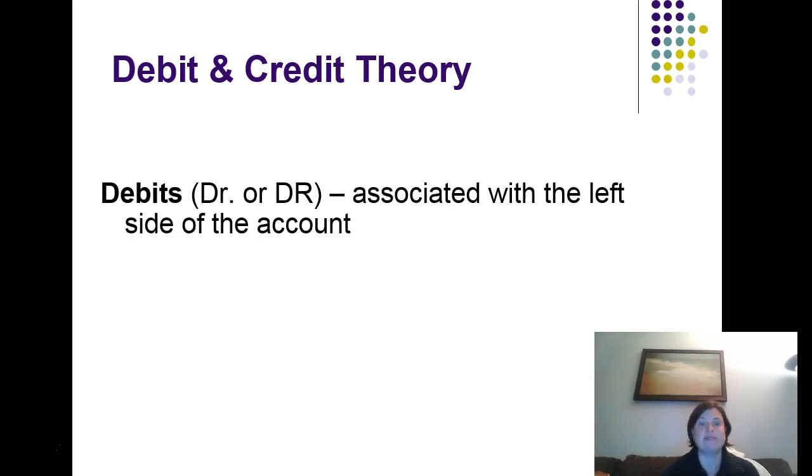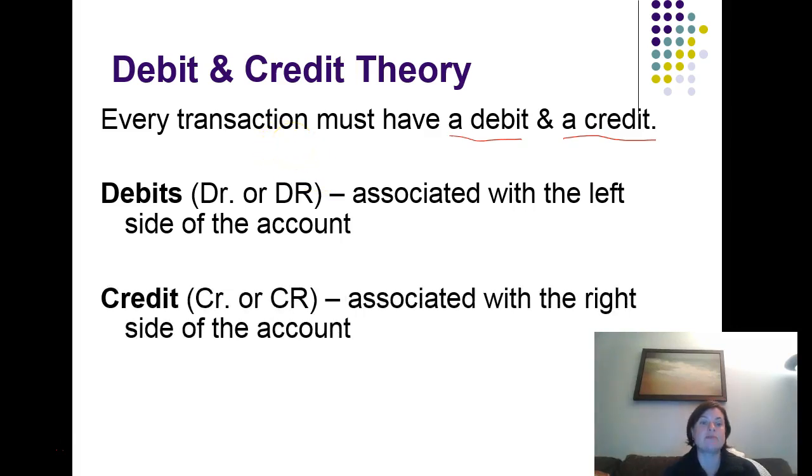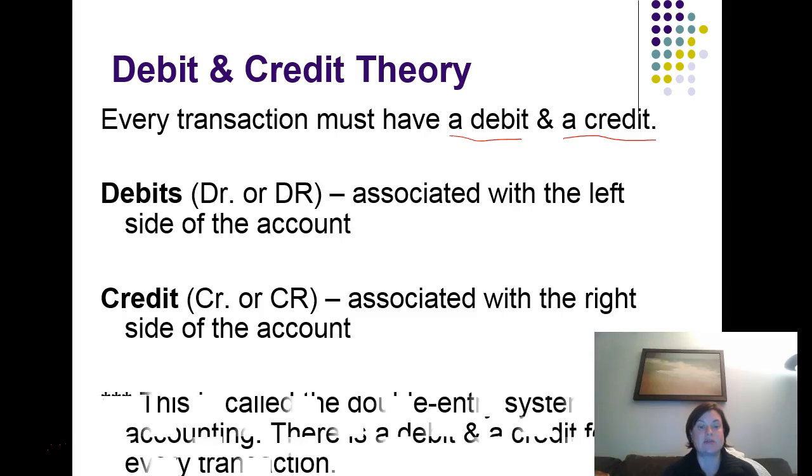So this theory, just like I mentioned, debits, or DR, capital D, capital R, is associated with the left side of the account. That's the only thing it means. Every transaction must have a debit, and every transaction must have a credit. So that's very important. Every transaction must have a debit, and every transaction must have a credit, and the debits and credits must equal. Credit can be CR, capital C, capital R, and that's associated with the right side of the account.